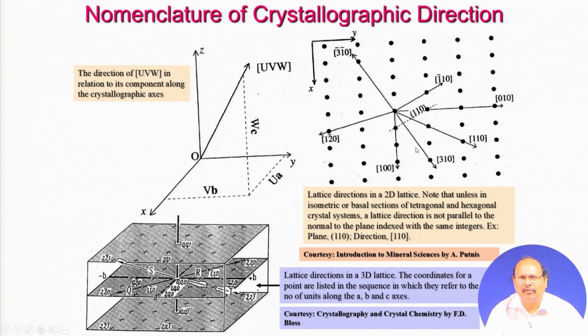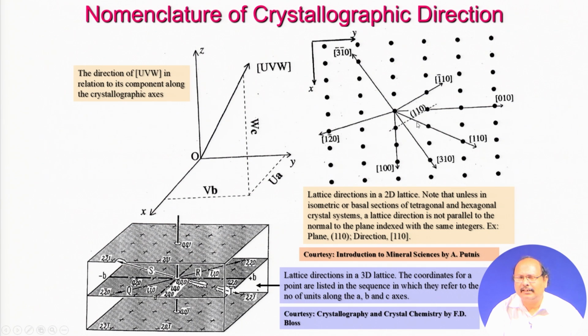So, any line passing through this will have the symbol 3 1 0. Now, let us consider this face here. This is a face which intersects the A axis and B axis at unit cell length, and it is parallel to the C crystallographic axis, that is why there is a 0 in the third position. So, this is 1 1 0.